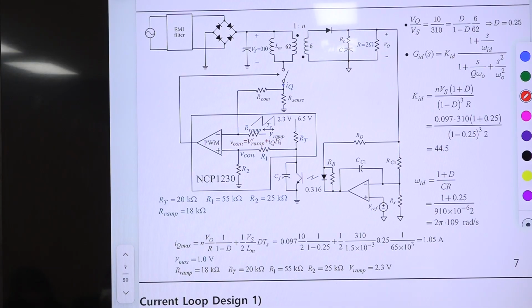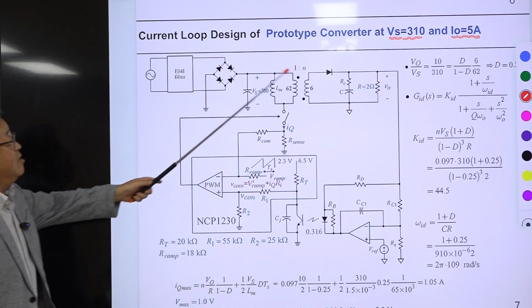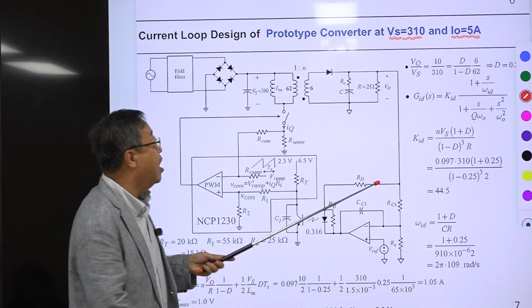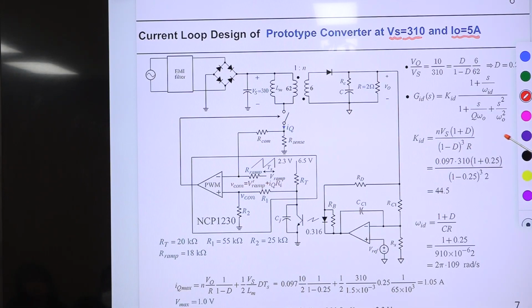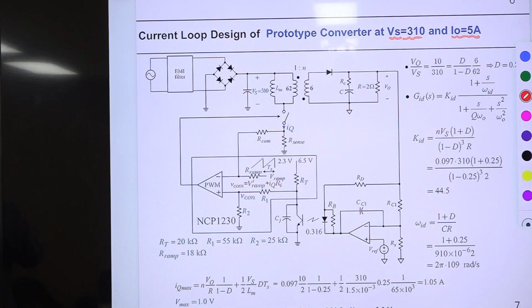So we have an example here. This design is done at this point. This is the wrong point. Somehow I selected this, but we should select the minimum input voltage, which is 110, and the maximum current, which is 10 amp. This is not the worst operating point. Probably this will be the best operating point, but somehow a long time ago, I used this. Really very conservative.